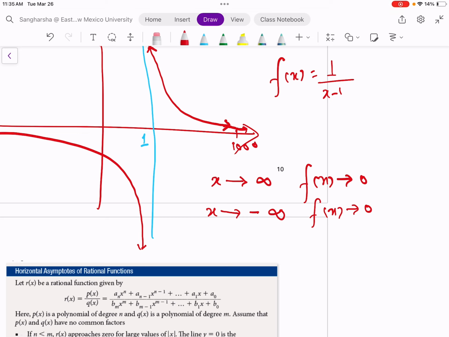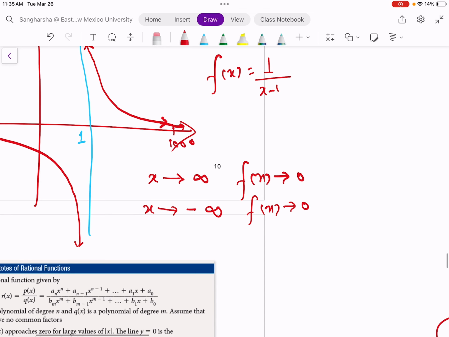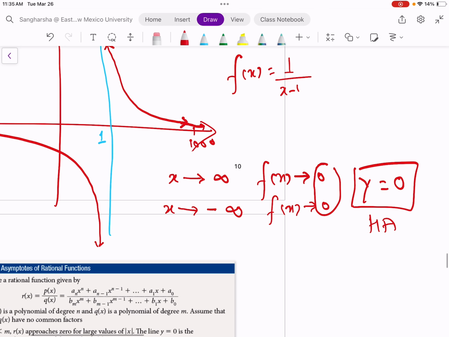So we take a very big number, we take a very small number, and in that case, if our output is very close to some number, in this case very close to 0, then y equals that number, here 0, is the horizontal asymptote. So in this case, our x-axis, which is y equals 0, is the horizontal asymptote.